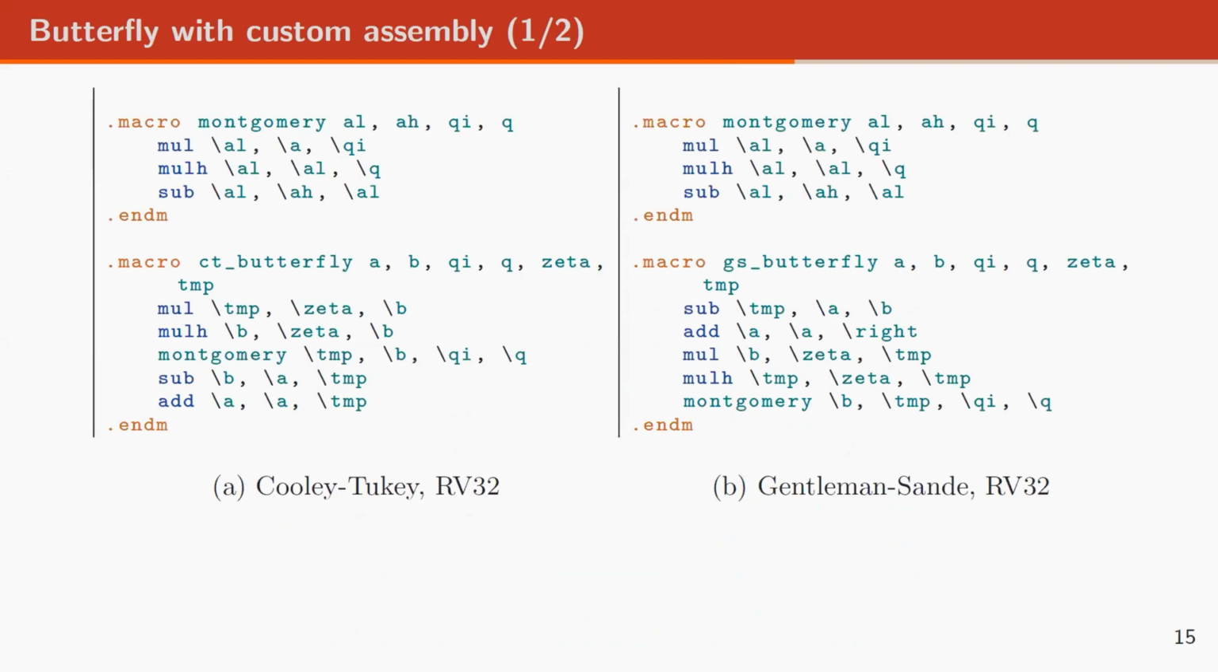We built it, and now it's time to measure it. It's time to compare how fast we went with what we built. So this is the butterfly with custom assembly, Cooley-Tukey on the left, Gentleman-Sande on the right. If we use Montgomery multiplication and the CT butterfly, this mulh takes 5 cycles. So the Montgomery totally takes 8 cycles, and this here takes totally, I think, 15 cycles.